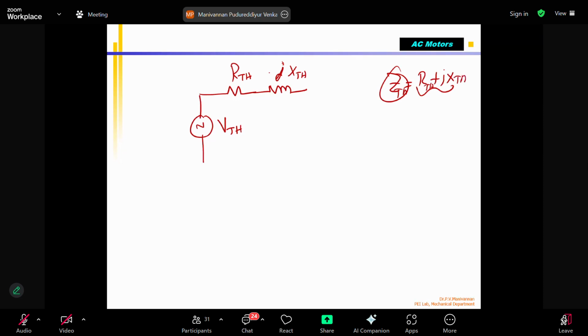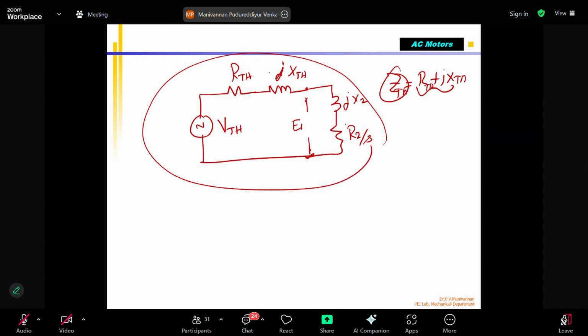Okay. So then that is connected to what? This voltage is connected. This is going to be nothing but E2 and E1, and that is transferred to my rotor. That is R2 divided by S. This is going to jX2. Okay. So this is the final equivalent circuit to find the I2. Correct. So then we will be able to find out the induced torque using the formula. So we can write like this finally.